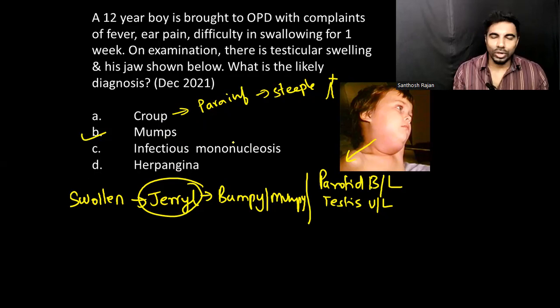Infectious mononucleosis. Let's say Epstein-Barr virus ho gaya, okay? Paul, he goes to the bar and he gets infection by kissing a girl, okay? He is getting infectious mononucleosis. Herpangina, tricky.